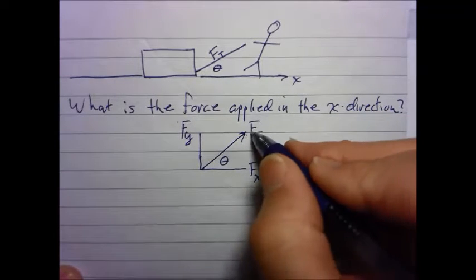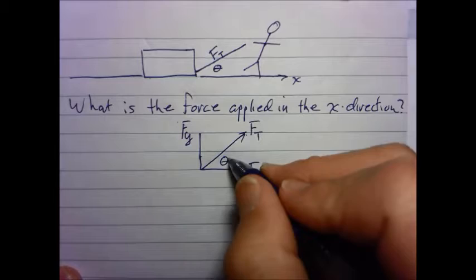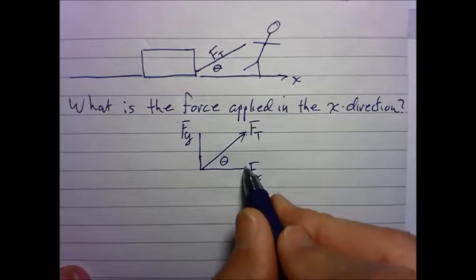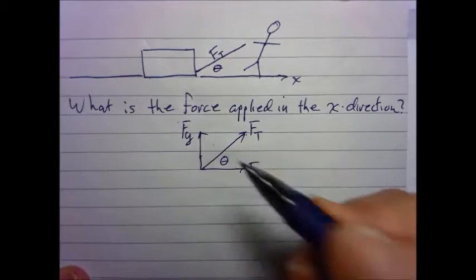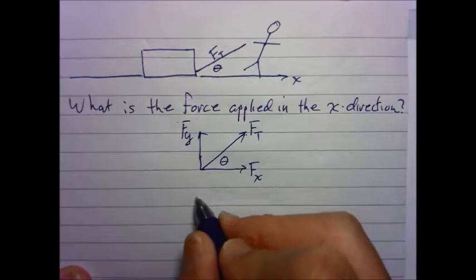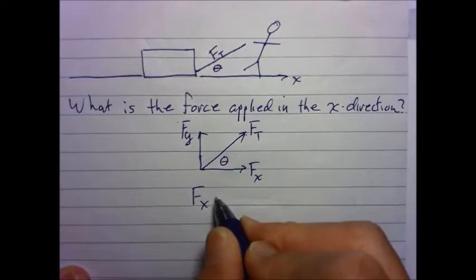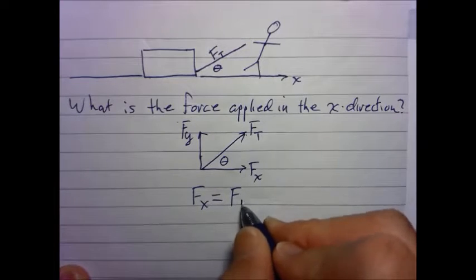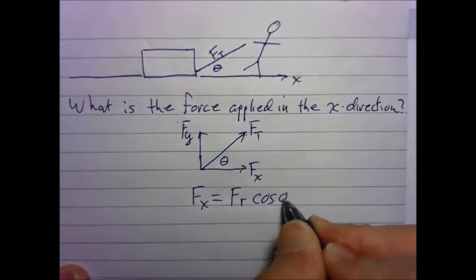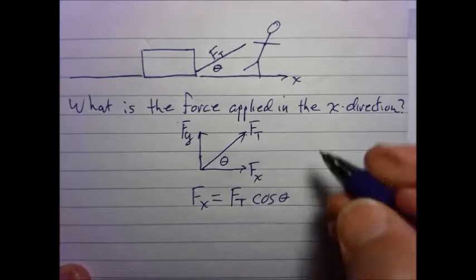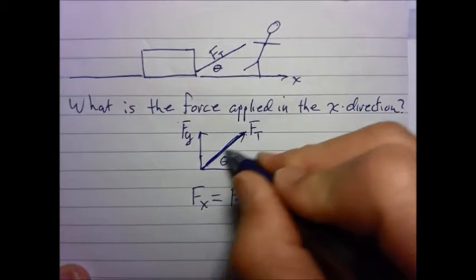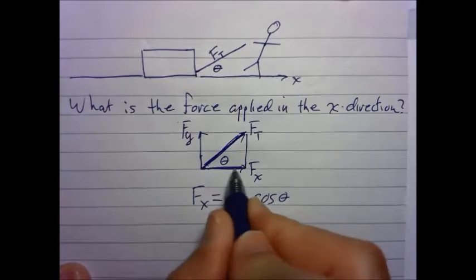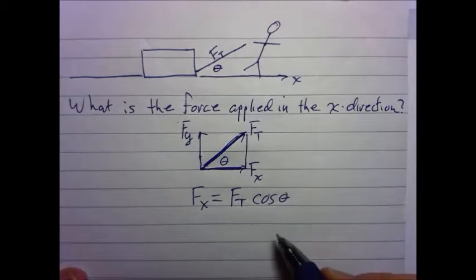So if you knew what Ft was, and you knew what that angle was, then you can use your trigonometric relationships to figure out what Fx is, this component vector in that direction, this component vector in this direction. Fx is just Ft cosine theta. Right? So if Ft is the hypotenuse of a triangle, this Fx is the side adjacent, and that means that we're going to use the cosine.